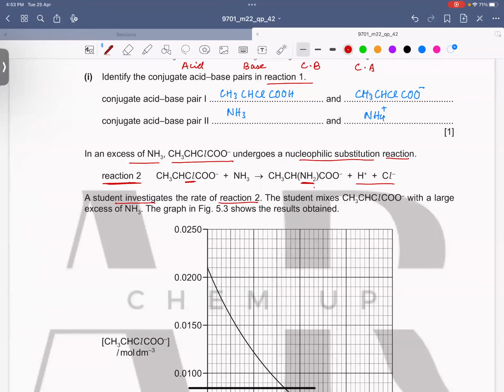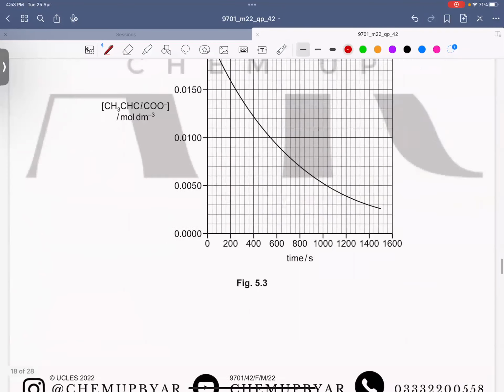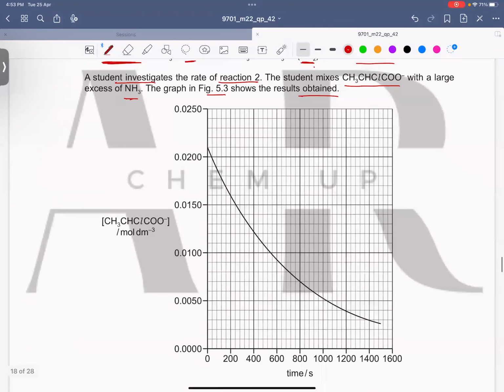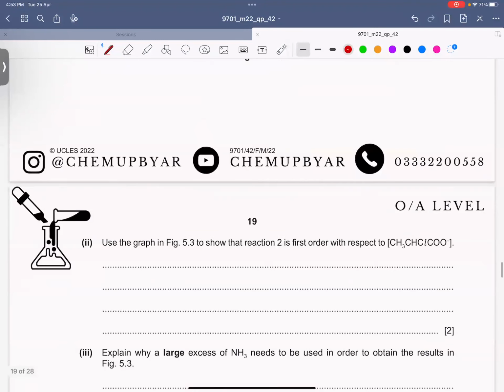Okay, this is reaction 2. The student mixes 2-chloropropanoate ion with a large excess of ammonia. The graph in figure 5.3 shows the result obtained. Okay. So here we have the change in the concentration of 2-chloropropanoate with respect to time. Use the graph in figure 5.3 to show that reaction 2 is first order with respect to 2-chloropropanoate ion. Okay. So what would we do for this?